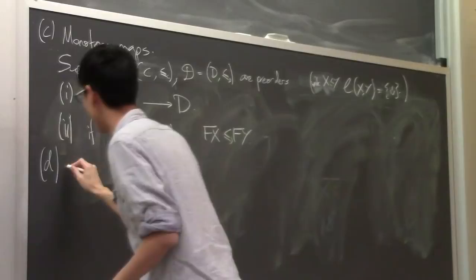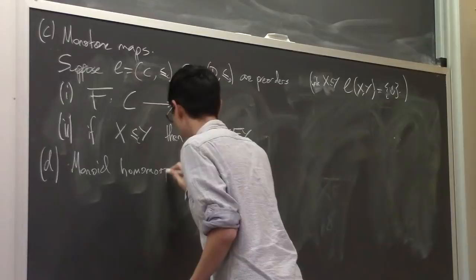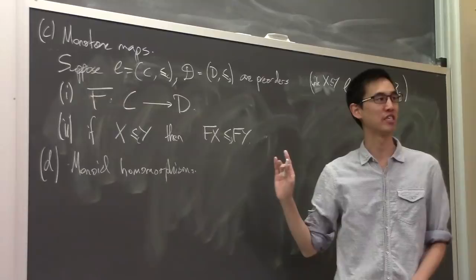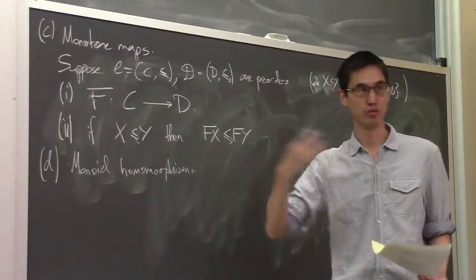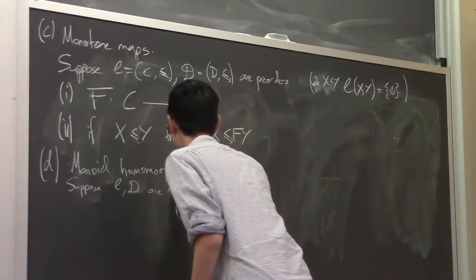Next, though, I want to talk about monoid homomorphisms. We've talked about monoids. We haven't talked about monoid homomorphisms, but you may have seen them. If you haven't, you may have seen group homomorphisms, where groups are a particular type of monoid. But really it's a function between two monoids that preserves the monoid operation. So suppose C and D are monoids. What should this data say in that case?